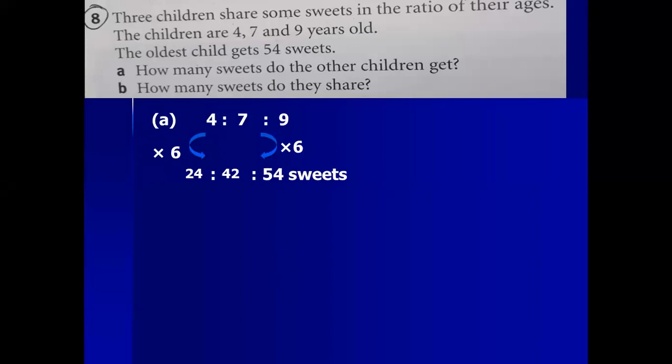Now part B. How many sweets do they share? I mean, all the sweets. What do I need to do? Add. Right. Excellent. Good job. You will add 24 to 42 to 54. Add them correctly.